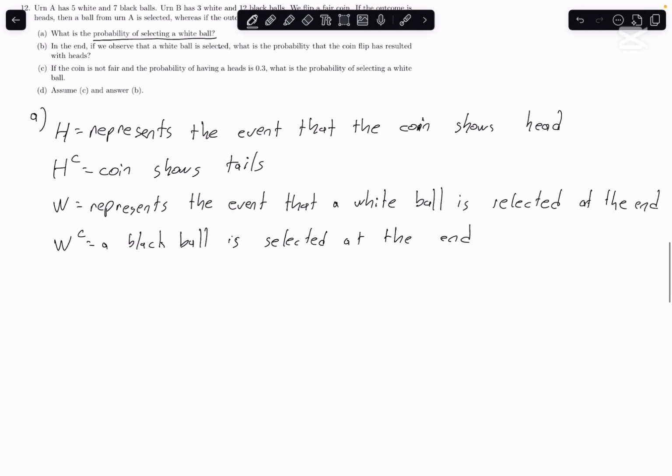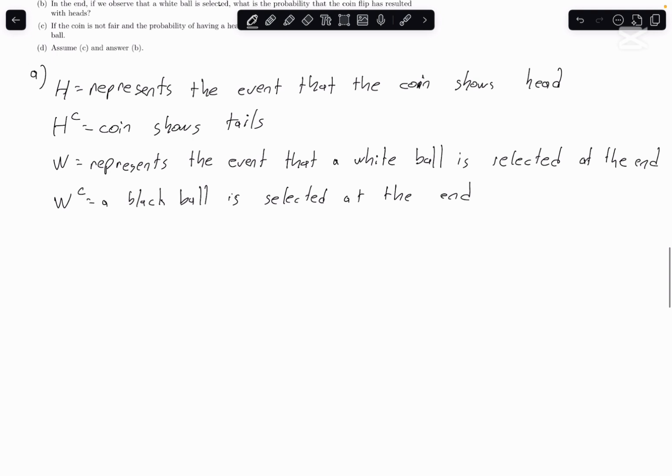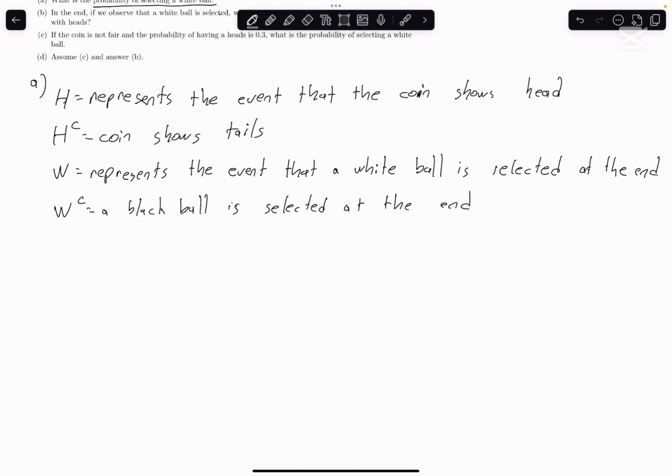Actually, before calculating this one, let's write the given probabilities. So we already know the probability of heads will be 1/2. Also, it will be equal to the probability of head complement as well. It's the same as the probability of the coin shows tails. Okay, this is simple.